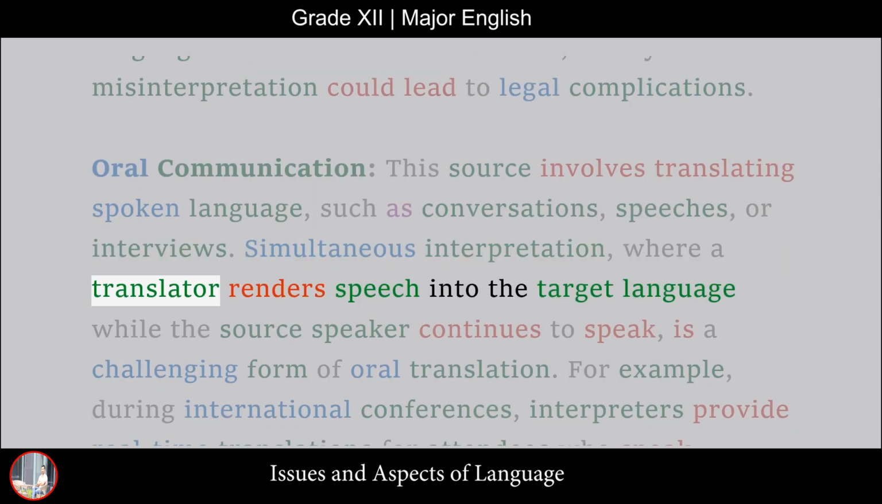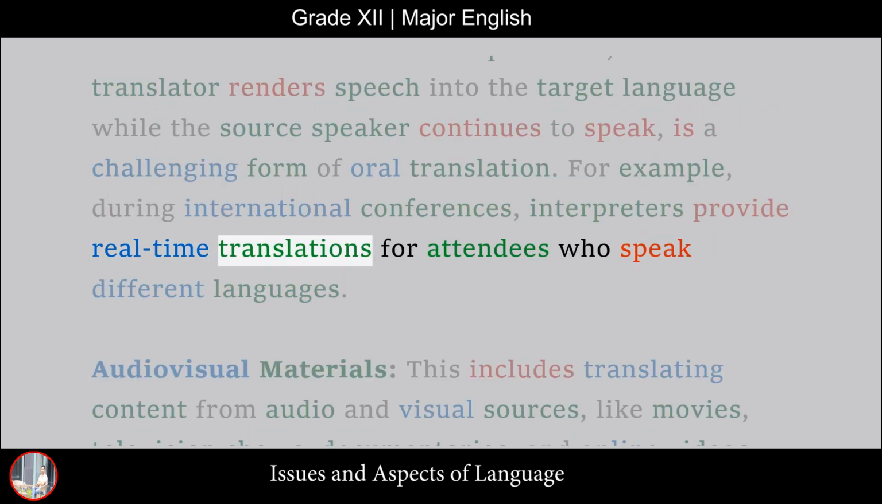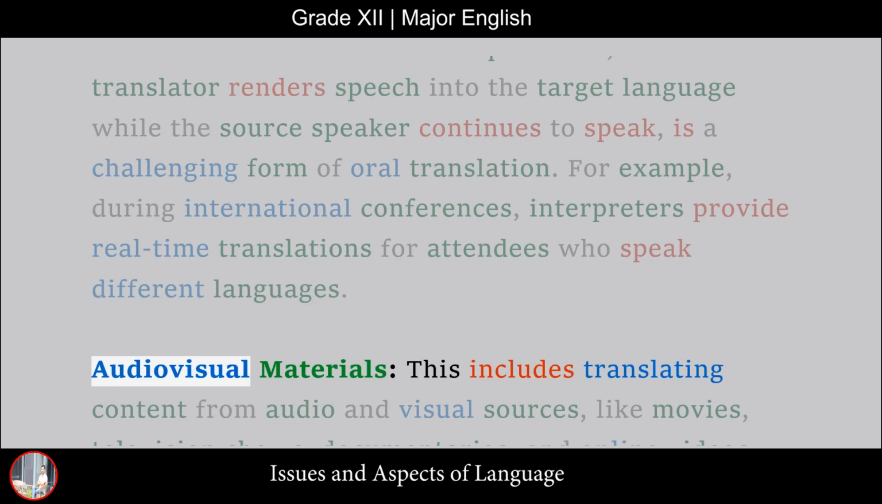Simultaneous interpretation, where a translator renders speech into the target language while the source speaker continues to speak, is a challenging form of oral translation. For example, during international conferences, interpreters provide real-time translations for attendees who speak different languages.